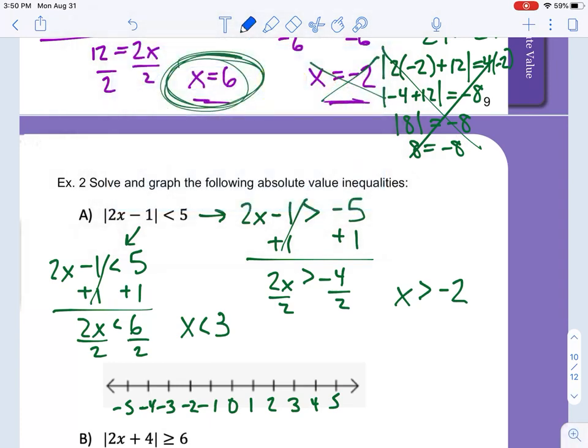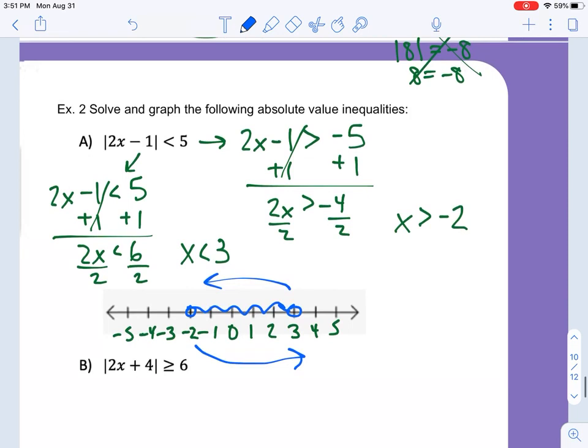We have open circles because they are strictly less than or strictly greater than. x's are less than 3. x's are greater than negative 2, so where they overlap is our solutions.